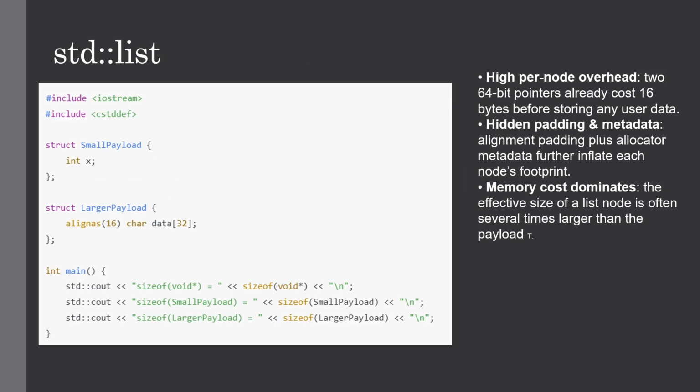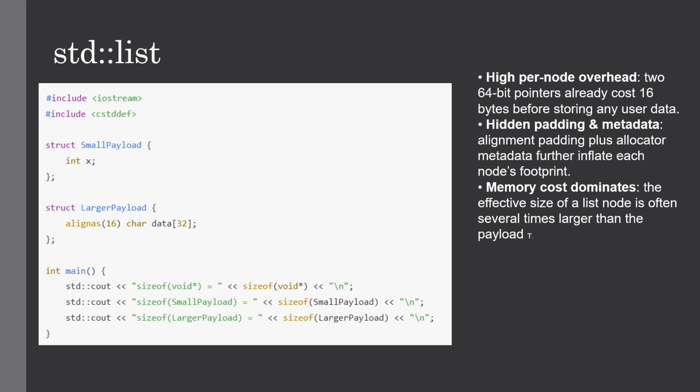Take a look at this. On a 64-bit architecture, the two pointers alone consume 16 bytes: prev and next take 8 bytes each. Once the payload T is added, the compiler may insert some padding to satisfy the alignment requirements. On top of that, the allocator typically stores metadata adjacent to the allocation: size fields, free list pointers, or debugging guards.